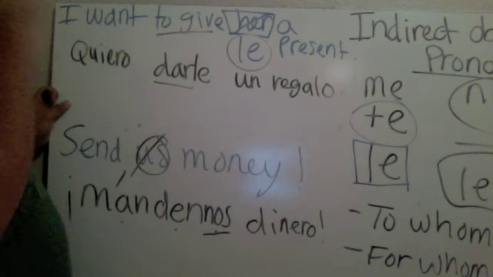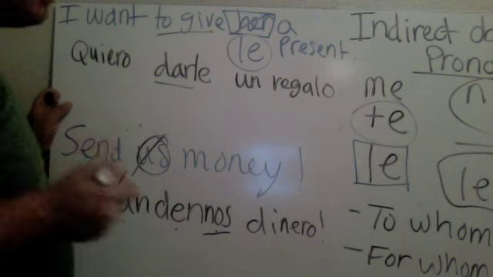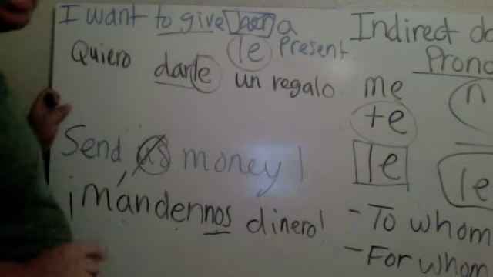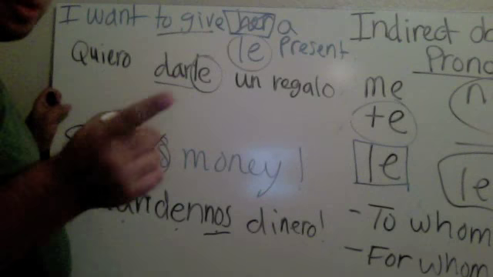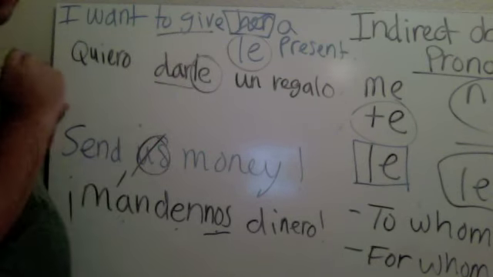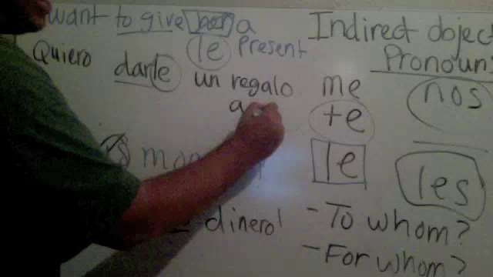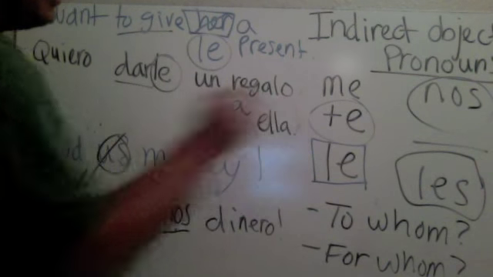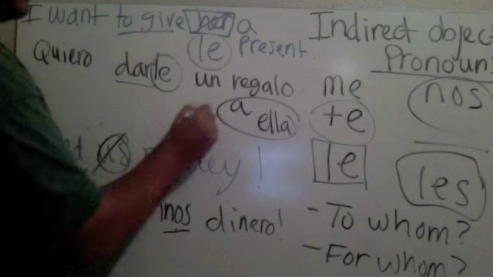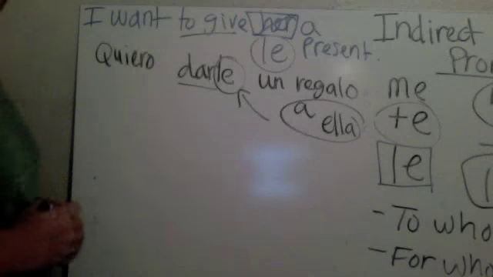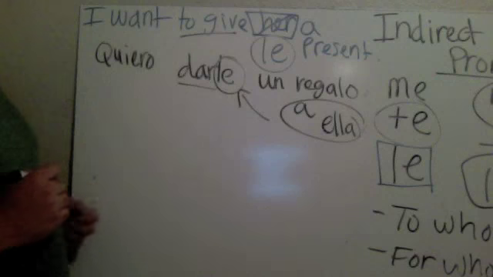Now, if we didn't know the context of this conversation, it's good to clarify, because le can mean to him, to her, or to you formal. So we said to her, right? So let's say, quiero darle un regalo a ella. There. We just clarified who le is. How about the English sentence, I am serving them food?